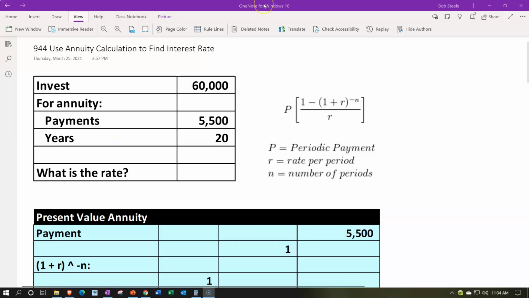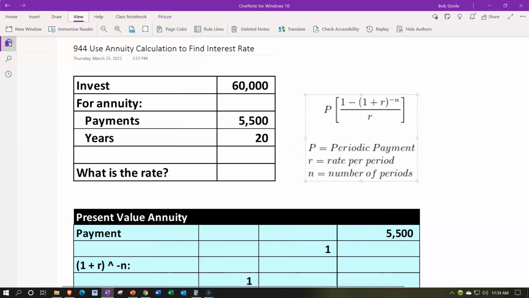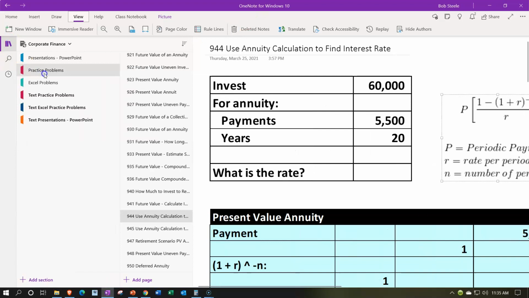Here we are in OneNote. If you have access to OneNote and would like to follow along, you're not required to, but if you have access and would like to, we're in the tab on the left-hand side. We're down here in the practice problems, and then in the 944 use annuity calculation to find interest rate tab.